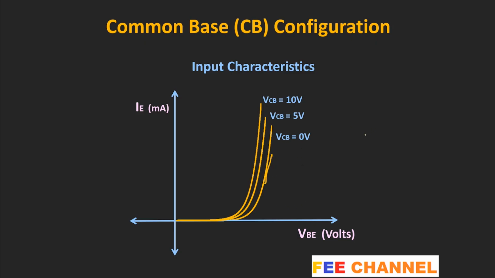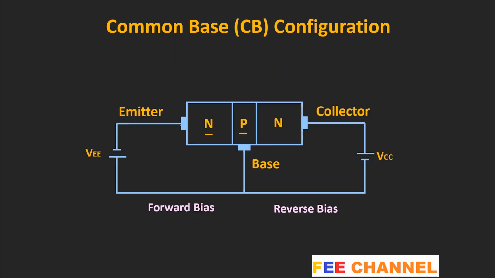So, if we find the slope of this curve, then we can find the input impedance of the device. That means we can say that the input impedance, or the input resistance, is equal to delta VB divided by delta I. And if you see over here, even if there is a small change in the VBE, there will be a huge change in the emitter current.